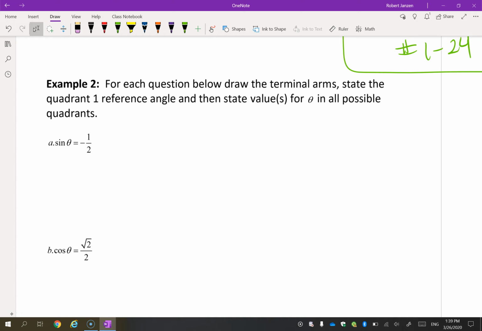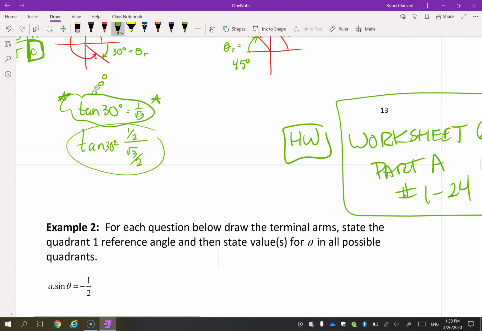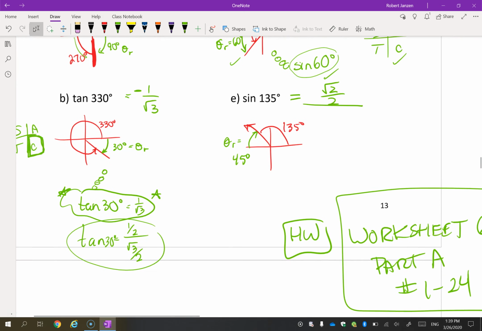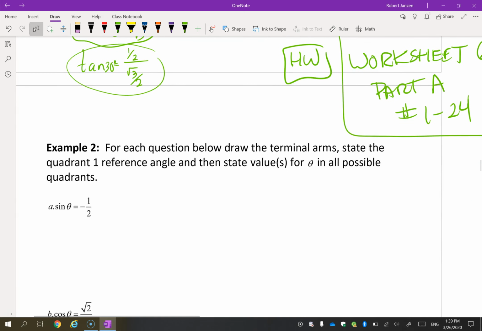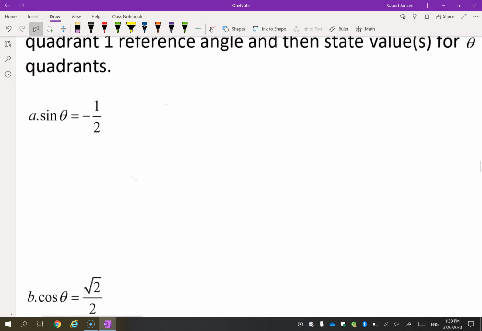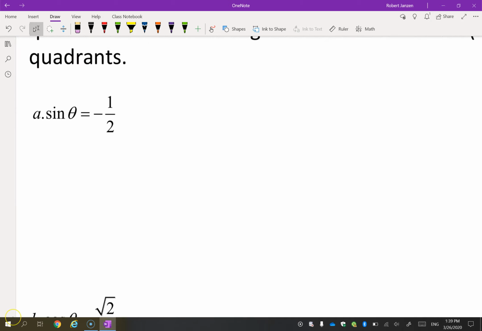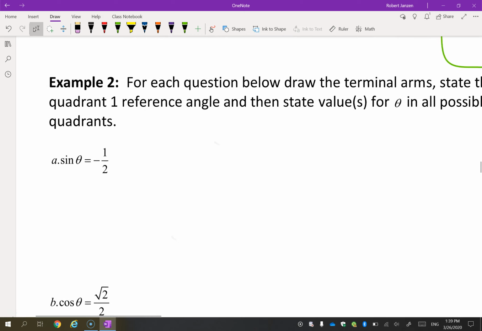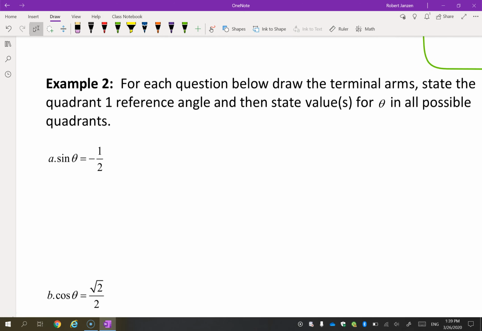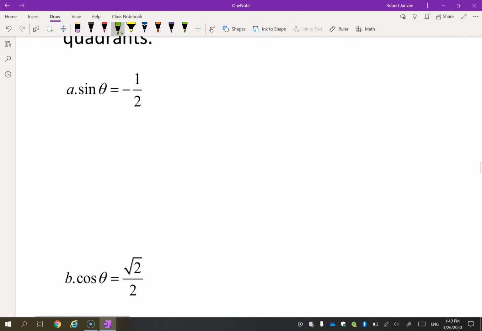This is basically the exact opposite question. The previous day or lesson, I gave you the angle and I wanted to know what the exact value is. Here you're being given the exact value. Okay, we're going to do these similarly. It says draw the terminal arms. Notice it says arms. There's probably more than one. State the quadrant 1 reference angle and then the value of theta. Okay, so let's take a look at this.